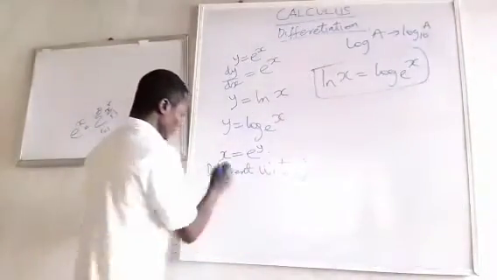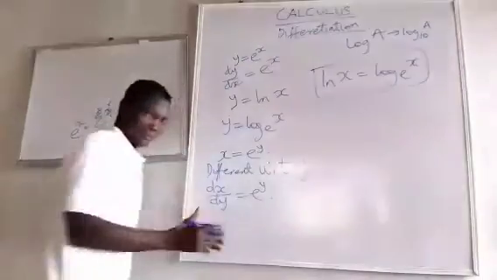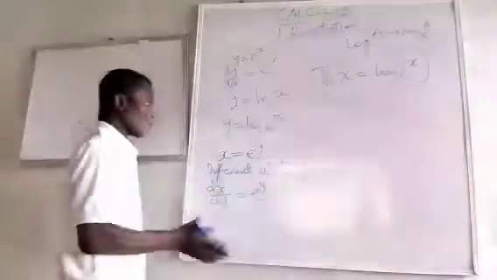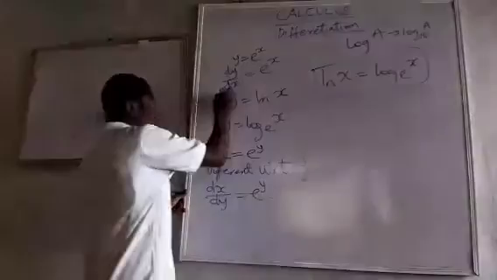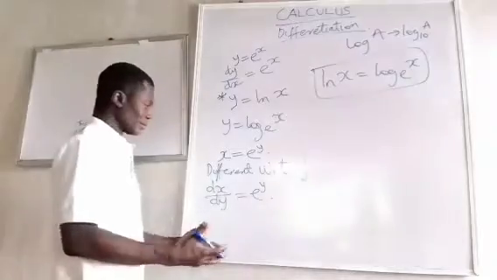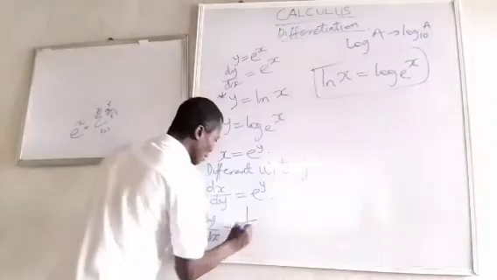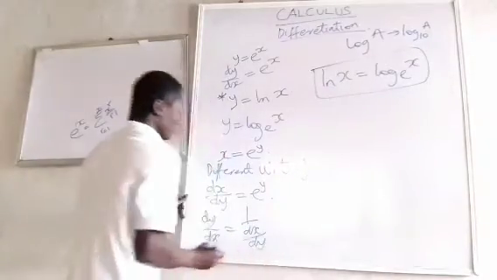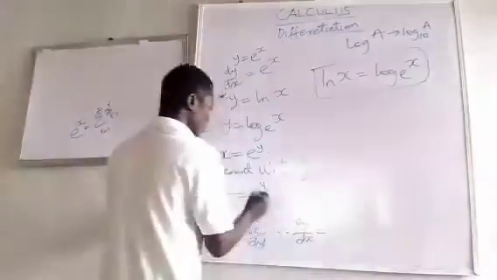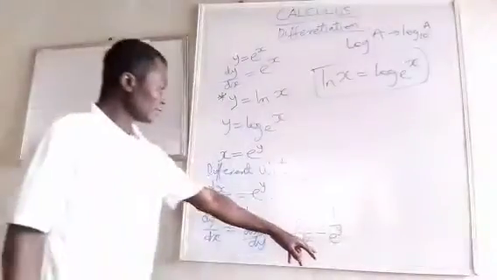It's going to give me dx/dy is equal to e raised to power y. See, it's very funny. dx/dy is now equal to e raised to power y. Now, what will be dy/dx? dy/dx is equal to the reciprocal of dx/dy. Therefore, dy/dx will be equal to 1 over e raised to power y.